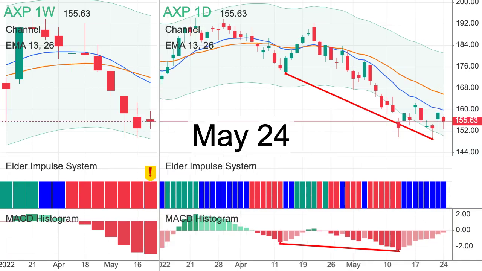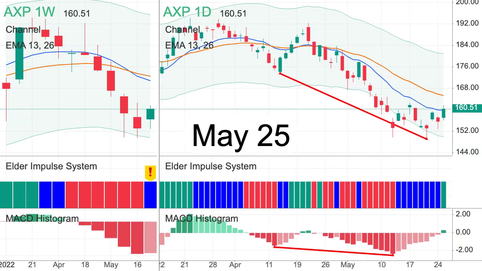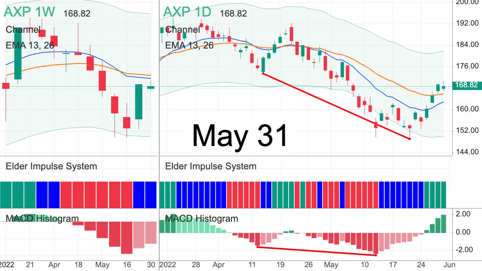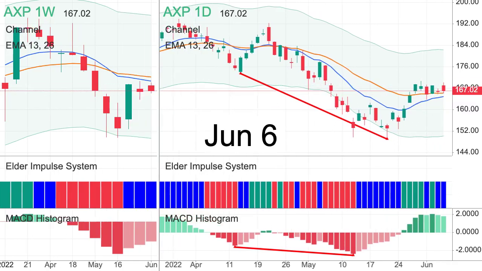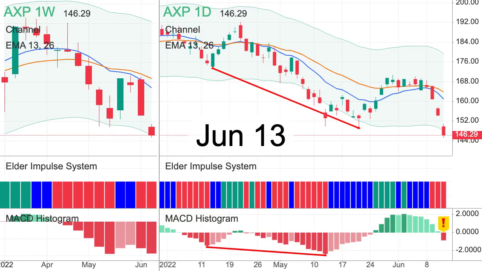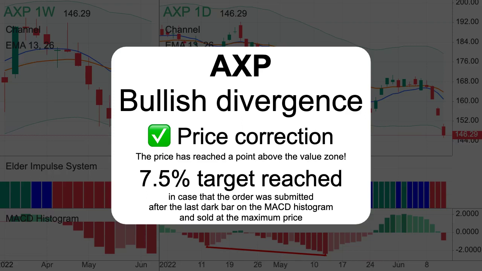Switch to a red bar. A blue bar. The price has reached a point above the value zone. MACD histogram crossed the zero line. 7.5% target reached.